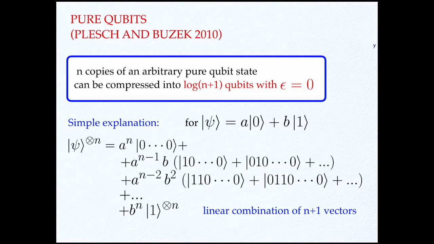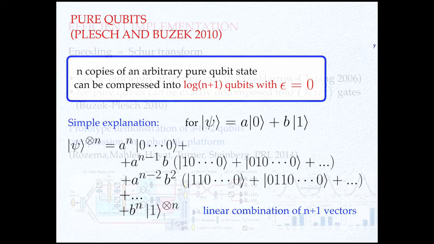Because if you write the qubit state as a linear combination of 0 and 1, you tensor it n times, so you expand everything. So you will have one vector where you have all zeros, one vector where you have 1 one, one where you have 2 ones, and so on. So the number of basis vectors that you get here is n plus 1. So this state lives in an n plus 1 dimensional subspace, the symmetric space. So the number of qubits you need is log of the dimension, so it's log of n plus 1. So that's an easy observation.